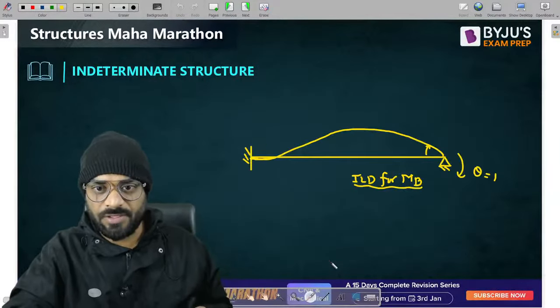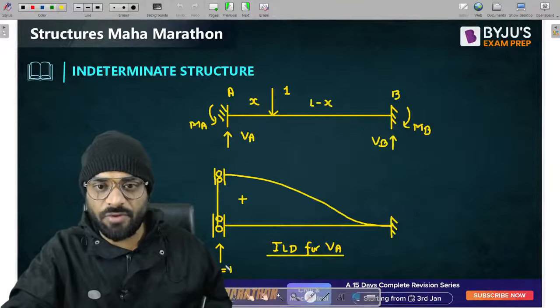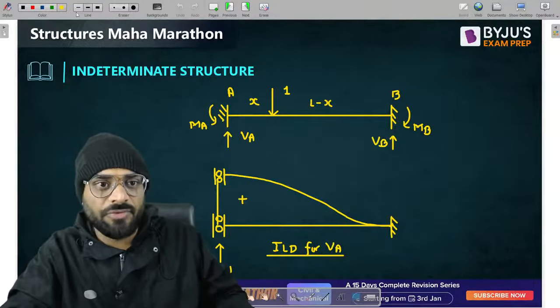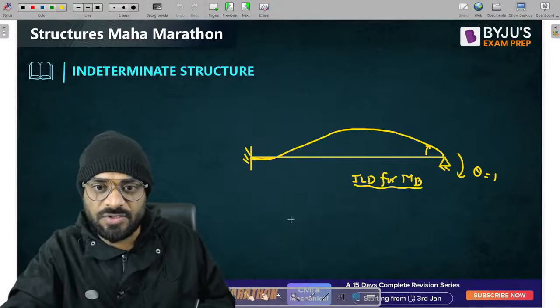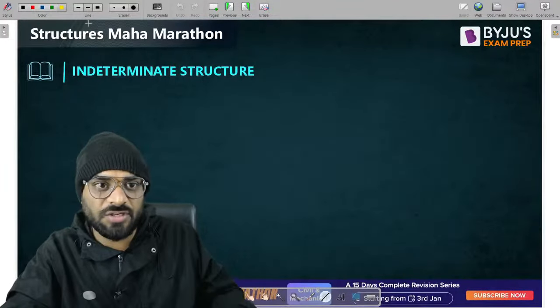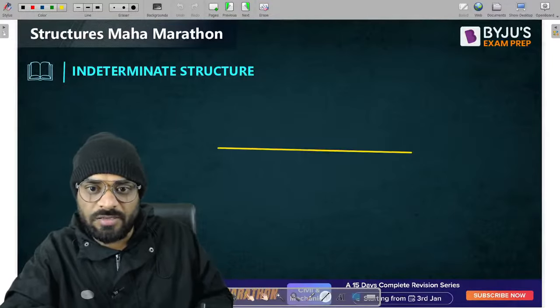Clear. Okay. Now similarly guys, let us suppose I want to draw the ILD for bending moment and shear force at a section C. So this is distance A, this is distance B. So let's draw the ILD for shear force at C and bending moment at C.